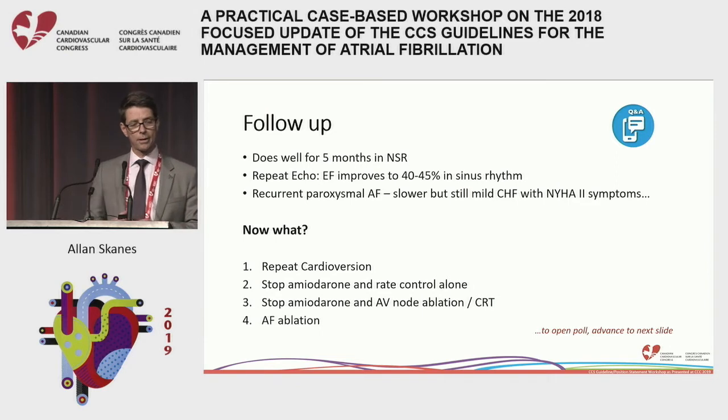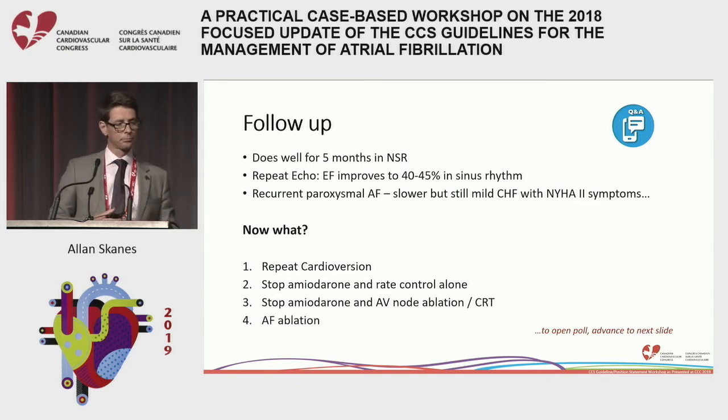So she does well for 5 months. She's in normal rhythm. Her echo improves a bit further, not normal, but it's a bit better, although she's still having recurrent atrial fibrillation despite the amiodarone. So now she's slower, but she's still having heart failure. She's still having NYHA class 2 symptoms, in and out of the rhythm. And now what would you do?